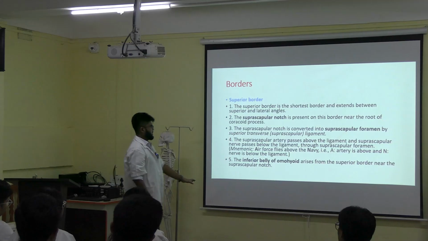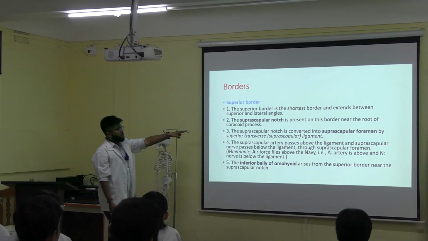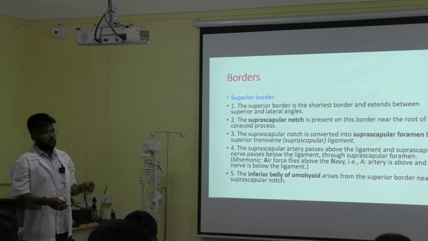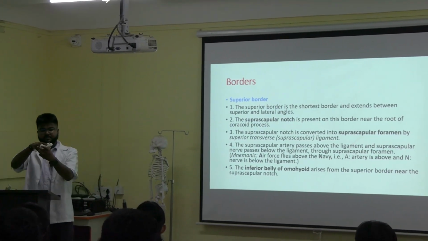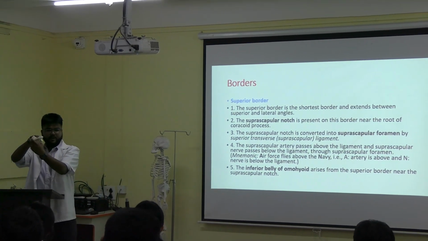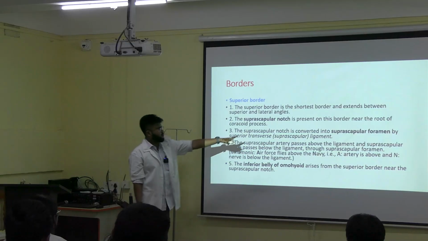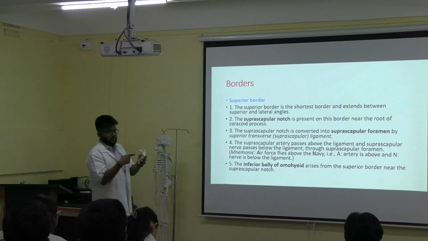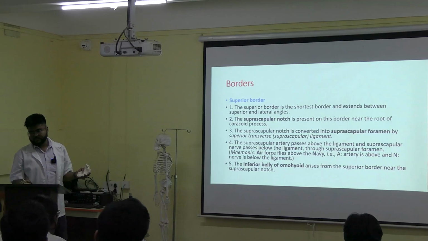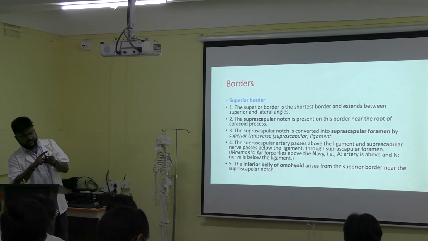See properly, the suprascapular notch is converted into the suprascapular foramen by the superior transverse ligament. One superior transverse ligament is present here, by which this part forms one foramen. This is called the suprascapular foramen. Through this foramen, the suprascapular artery and nerve pass. So these things are also important. Examiner may ask these two parts.